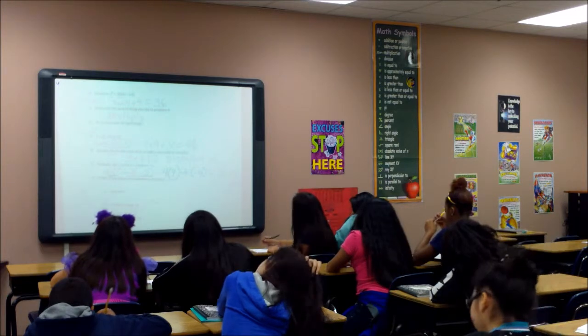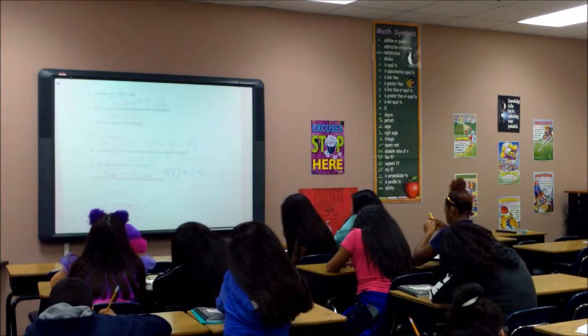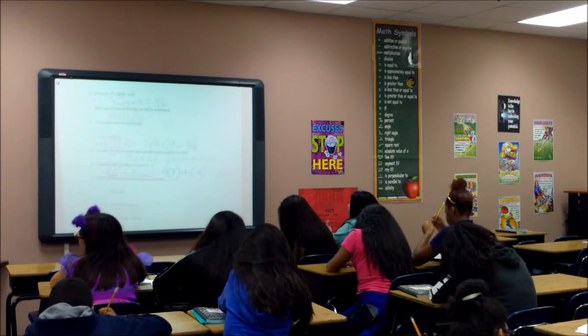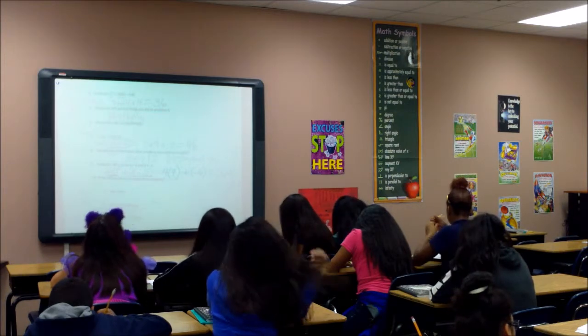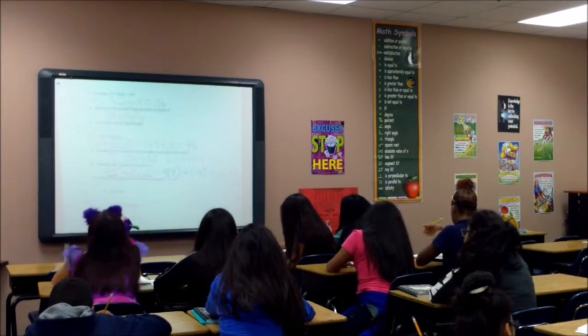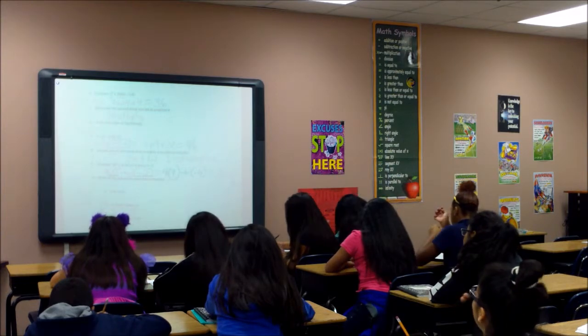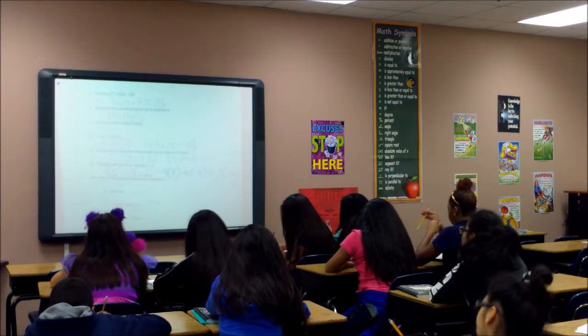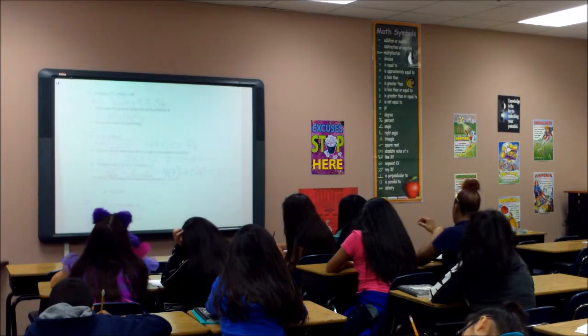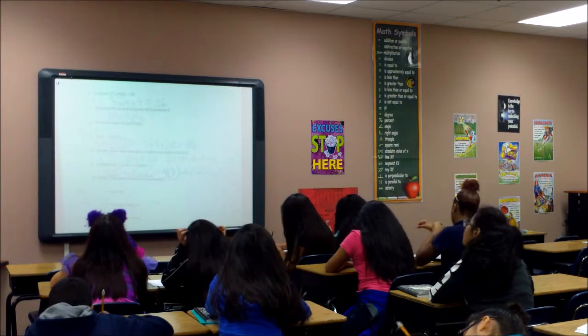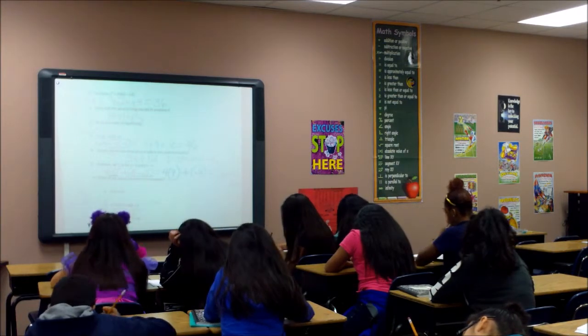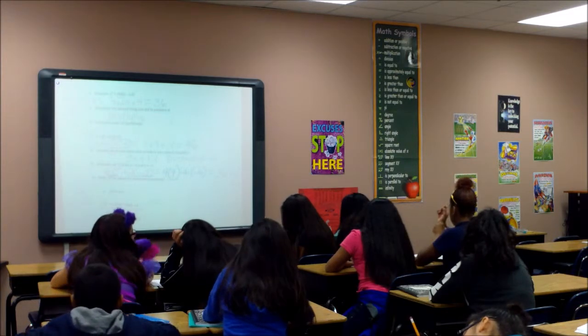Work left to right? Not right to left, left to right. And if you have more than one of addition and subtraction, you do what? You do the same thing. Yes? Okay. So number 4, if you worked it out correctly, you should have gotten 36.